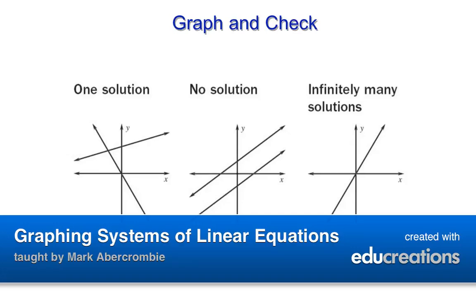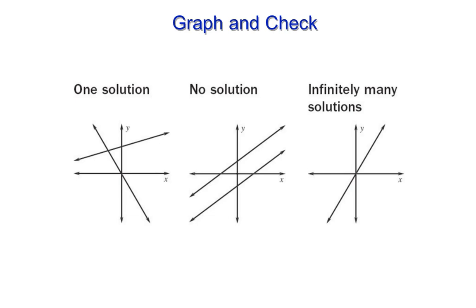Today's video lesson explores the graph and check method of solving a system of linear equations. On this screen we've got the three types of systems. The kind where we have intersecting lines, which would be the one solution type. That one solution is the point of intersection of those two lines.